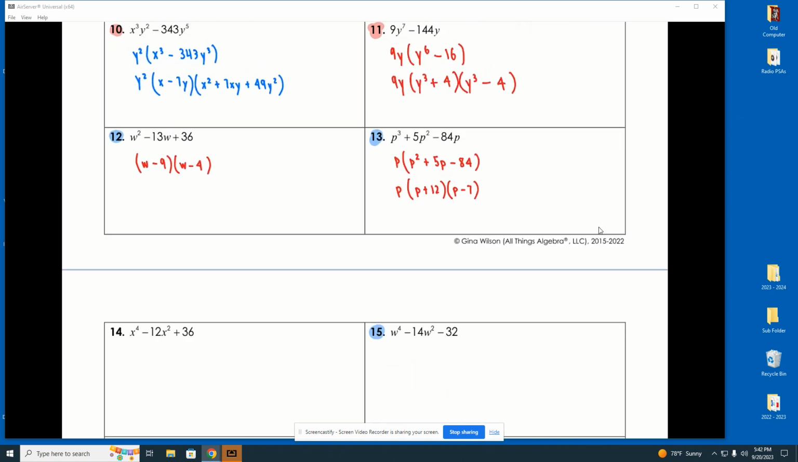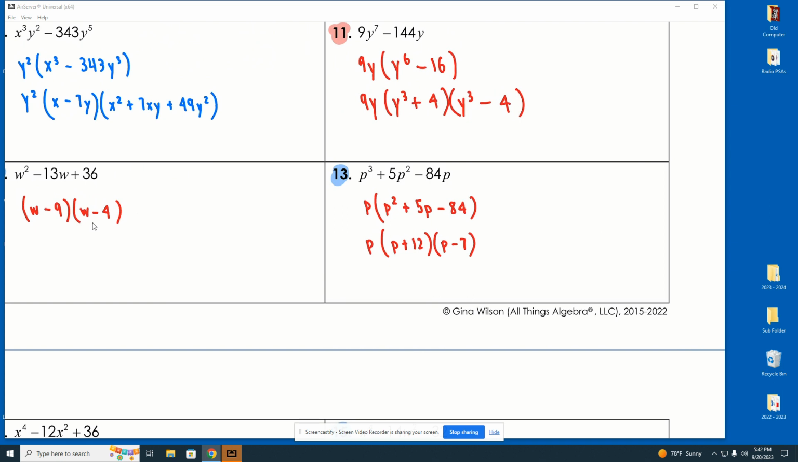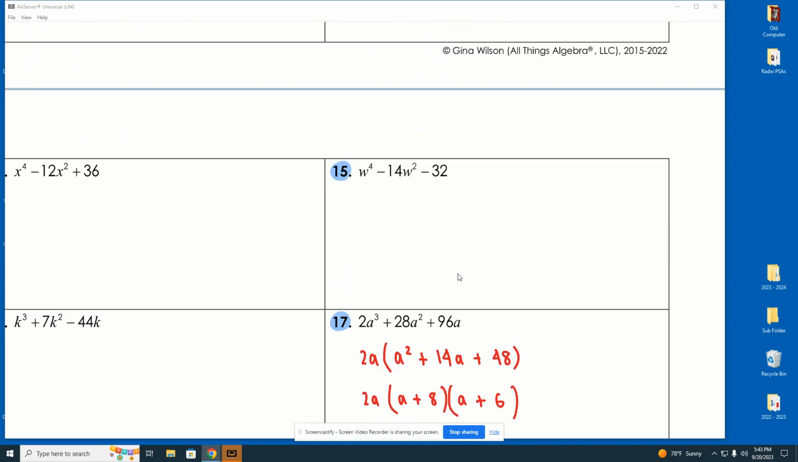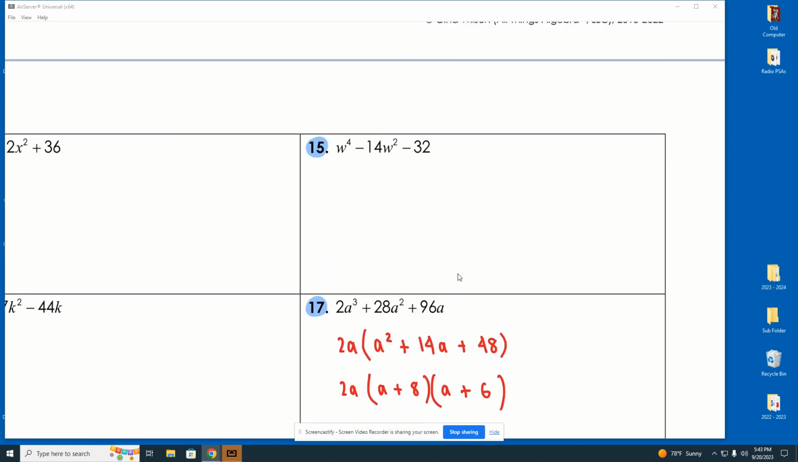12 and 13 I went ahead and wrote. Remember, you can't take this any further because it's not difference of squares. I know they're both perfect squares, but W is not. The 4 and the 9 are, but the W is not. Here's number 13. These were easy. Shouldn't have any problems with this. Let me do number 15. It's got a couple of little tricks to it.